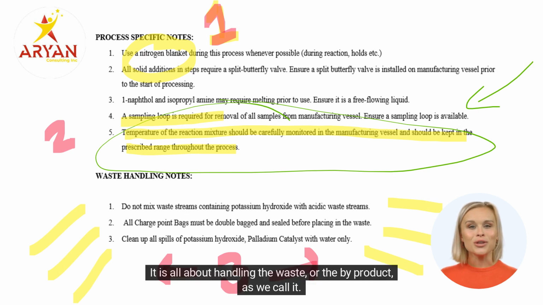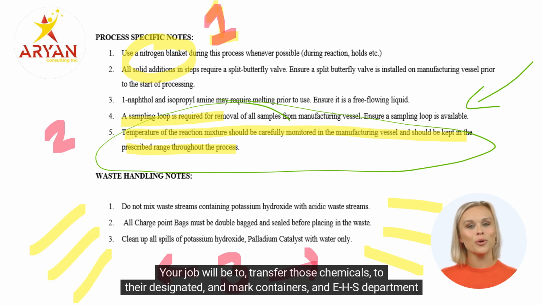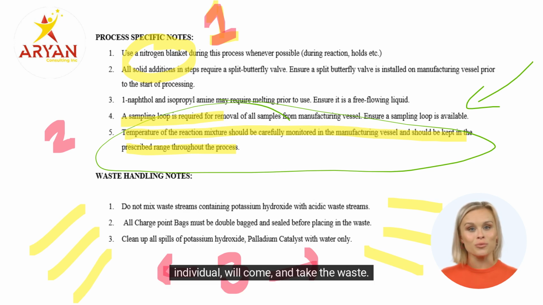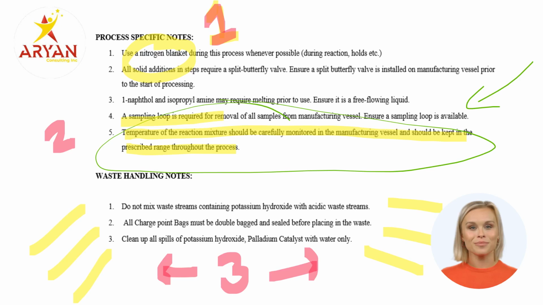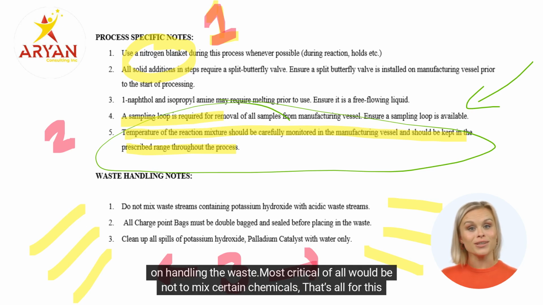It is all about handling the waste, or the byproduct, as we call it. The EPA, the Environmental Protection Agency, requires you to dispose of this bio-waste under certain guidelines. Your job will be to transfer those chemicals to their designated and marked containers. An EHS department individual will come and take the waste. These instructions can be such as how to handle a spill, how to discard, and many other instructions on handling the waste. Most critical of all would be not to mix certain chemicals. That's all for this page.